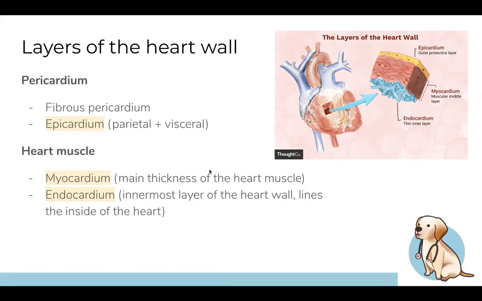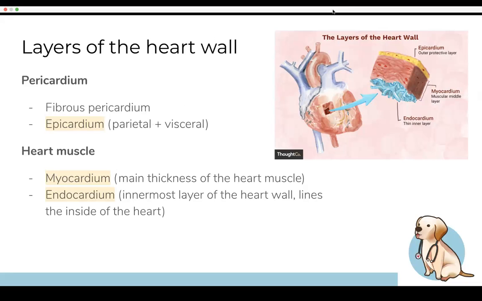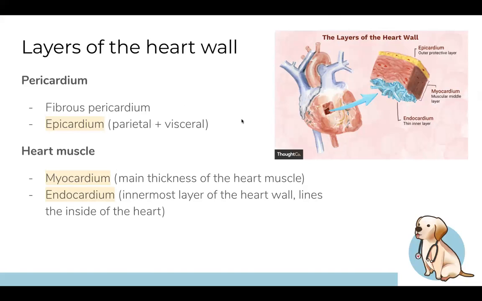I don't know if I have a way to remember that, except myocardium kind of makes sense. Epi versus endo, I don't know. I'm sure there's some etymology of those words, but yeah.